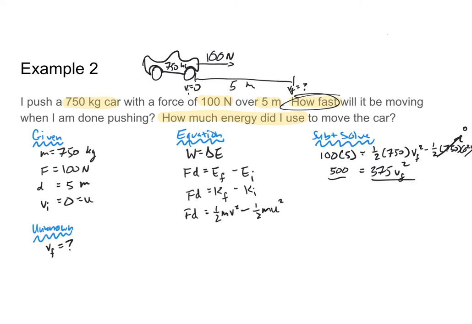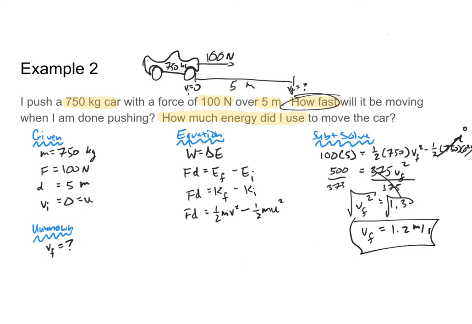Next, I'm going to want to divide each side by 375, giving me v final squared is equal to 1.3. And then I want to take the square root of both sides. And what I will get is that my final velocity is 1.2 meters per second. So there you have it, guys. Here's yet another kind of work energy theorem problem.